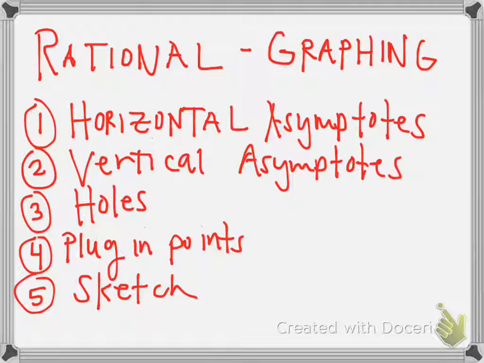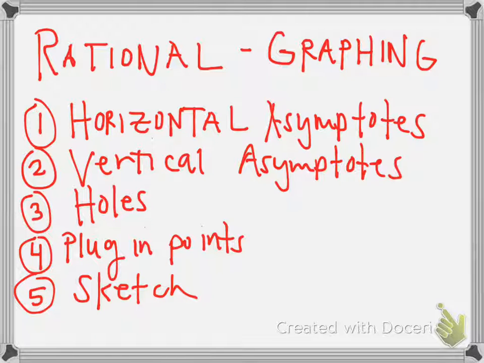Hi, this video is about graphing rational expressions or rational functions. Rational functions are just fractions. Rational just means fractions with the function. When you do this, I think the best way is first to identify your horizontal asymptotes.